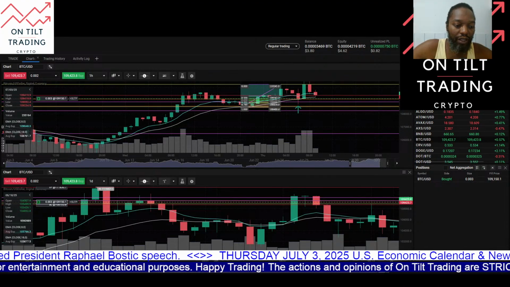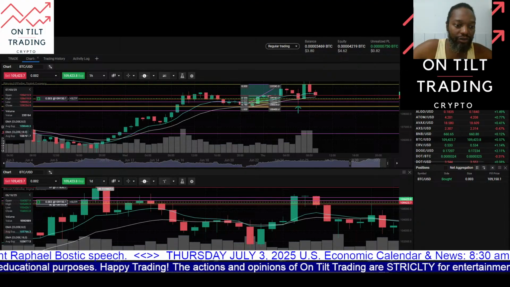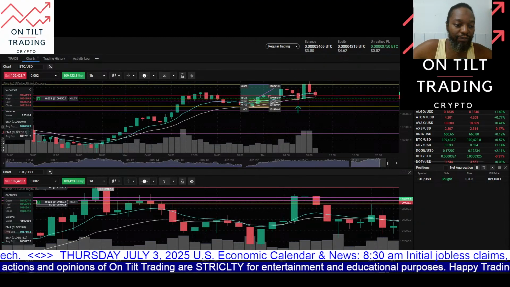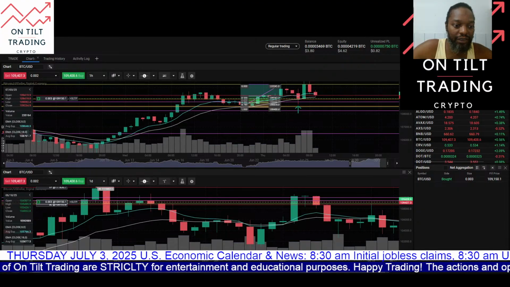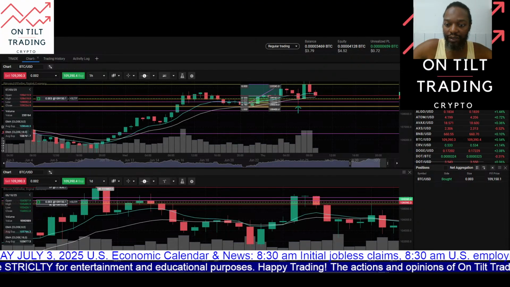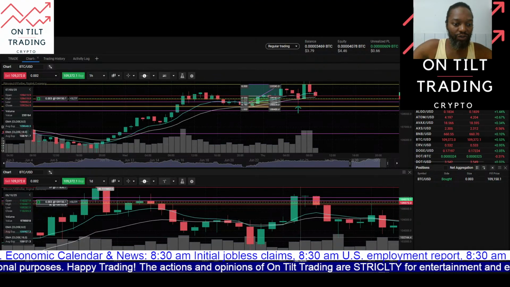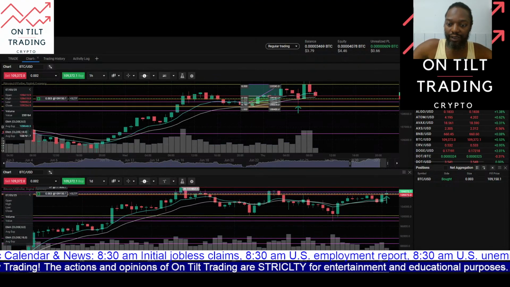So my trade idea is based on institutional sponsorship coming in to tap into this liquidity pool up here, if we're able to get continuation here on price action.